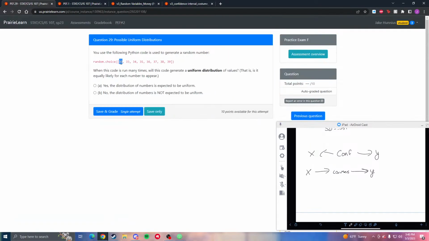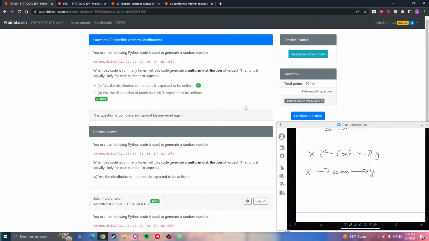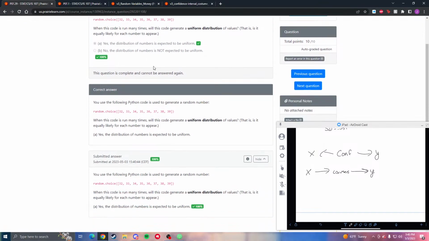Is this uniform? 32, 33, 34, 5, 6, 7, 8, 9. There's an equal chance of all of them. If there were like two 35s, it would not be uniform because you're more likely to get a 35 than any other number.